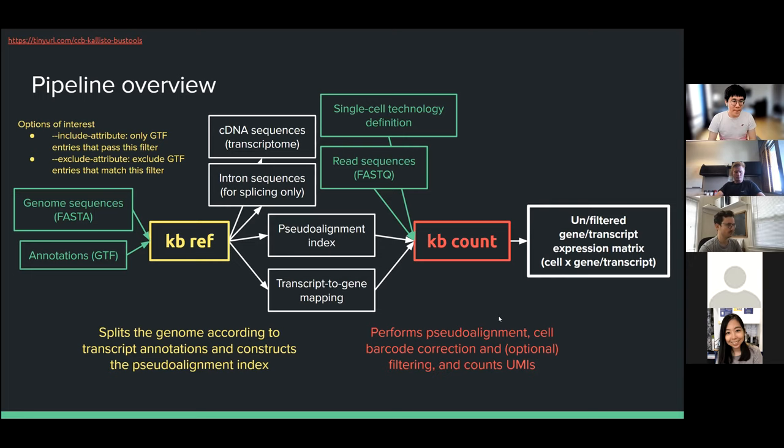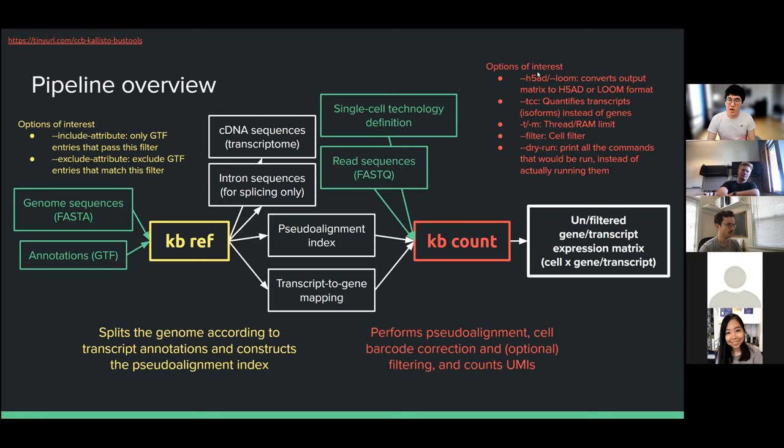And for kb count, some options of interest are these two output options, which convert the output matrix to H5AD or Loom format so that it can be used directly by any downstream analysis pipelines. The TCC option, by providing which you would be quantifying your transcripts, AKA gene isoforms, instead of collapsing all the counts into individual genes. Just -t and -m, which specify the thread and RAM limit, and also --filter, which would perform a rudimentary form of cell filtering for you. The last option is very, very useful for me, actually. I've used this a lot.